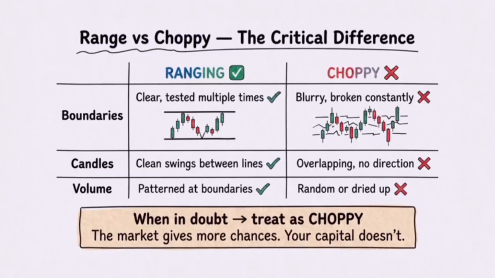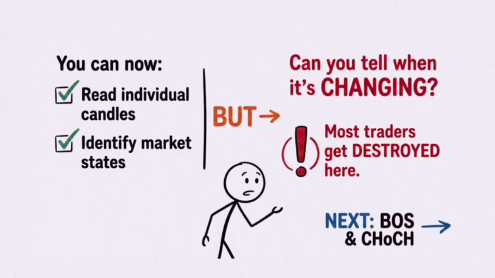And here's how you tell ranging apart from choppy. Because this is critical. In a range, the boundaries are clear. They've been tested multiple times. Candles make clean swings between them, and volume follows patterns at the boundaries. In choppy conditions, boundaries are blurry. They get broken and rebroken constantly. Candles overlap with no direction, and volume is random. Range, you can work with it. Choppy, get out. That's the #1 rule. And if you're not sure whether it's ranging or choppy, treat it as choppy. When in doubt, stay out. The market will always give you another opportunity. Your capital won't.